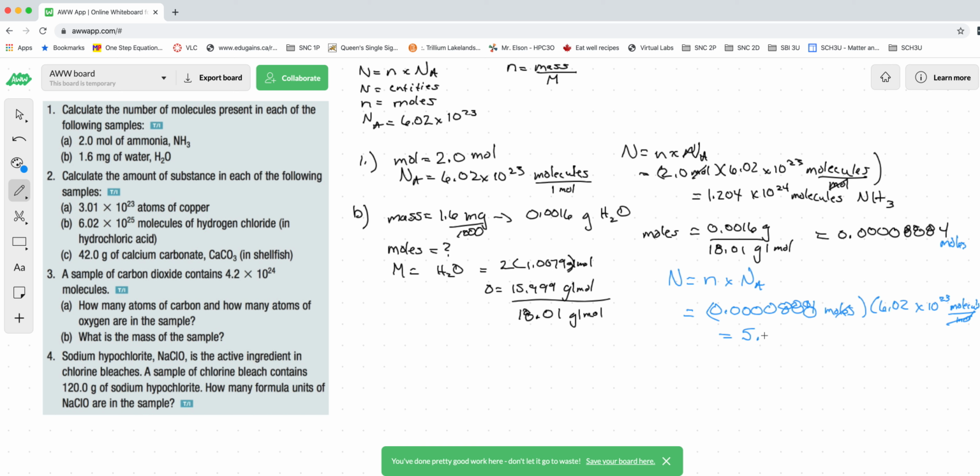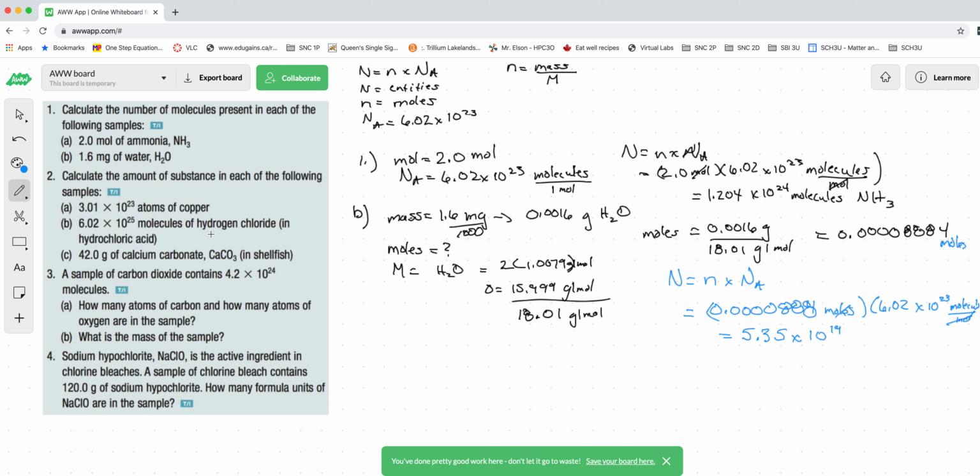And my calculator finally said, nope, I want it in scientific notation because it's too many decimals to carry. So this is what I ended up with. You might have a different number of decimals there.